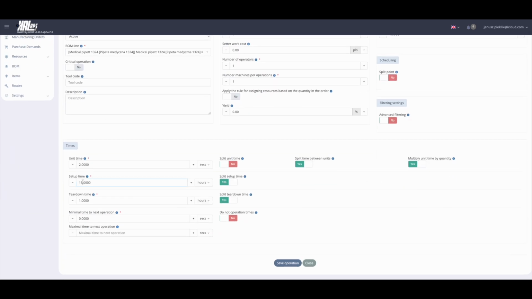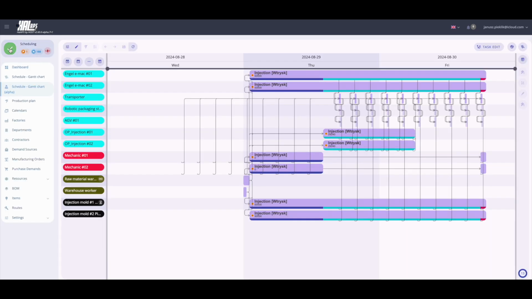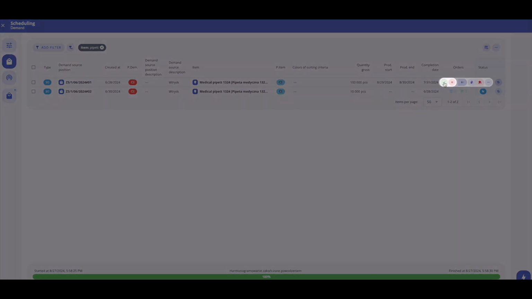Case 2: setup time equals 10 hours, unit time equals 2s, teardown time equals 1 hour. Let's schedule such production and see the results. Let's remember how long the production takes.